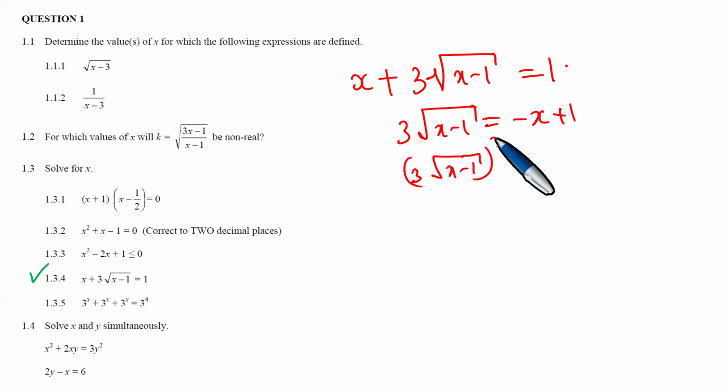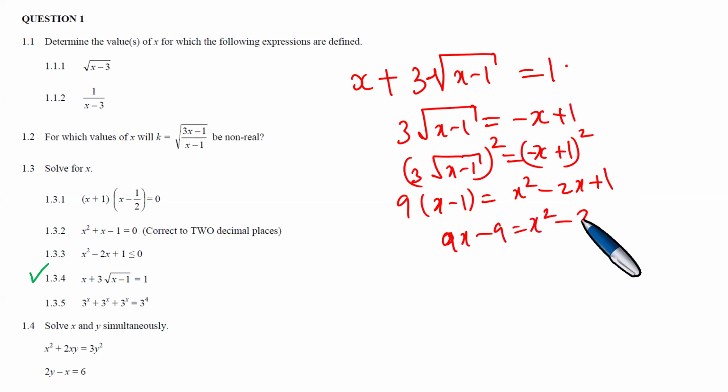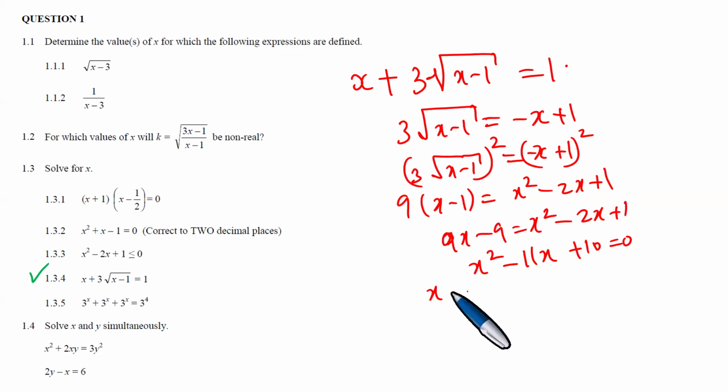So we're going to square both sides. 3 squared is 9, and you have x minus 1. If you square the other side, it becomes x squared minus 2x plus 1, which means 9x minus 9 equals x squared minus 2x plus 1, so x squared minus 11x plus 10 equals 0. The factors give x minus 10 and x minus 1 equals 0, which means x is 10 or x is 1.